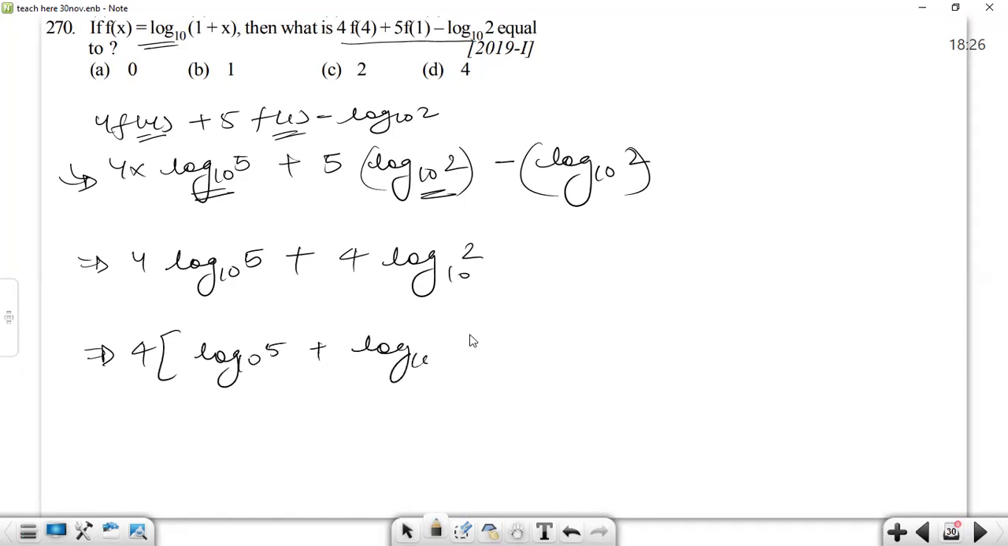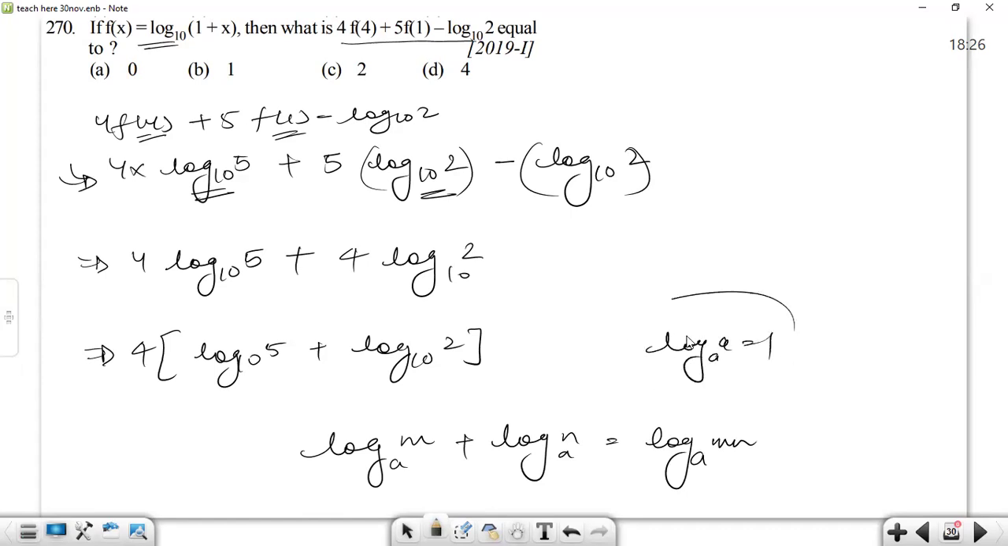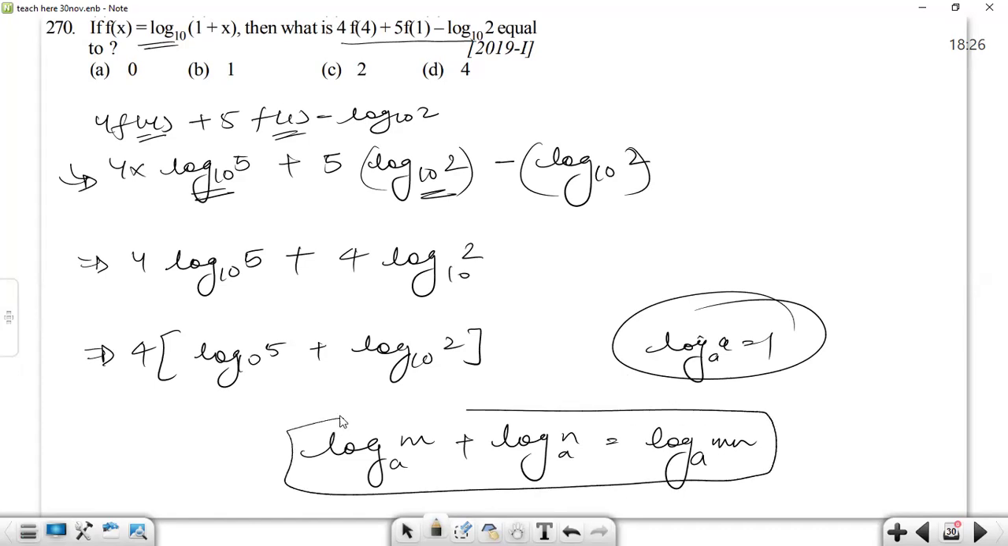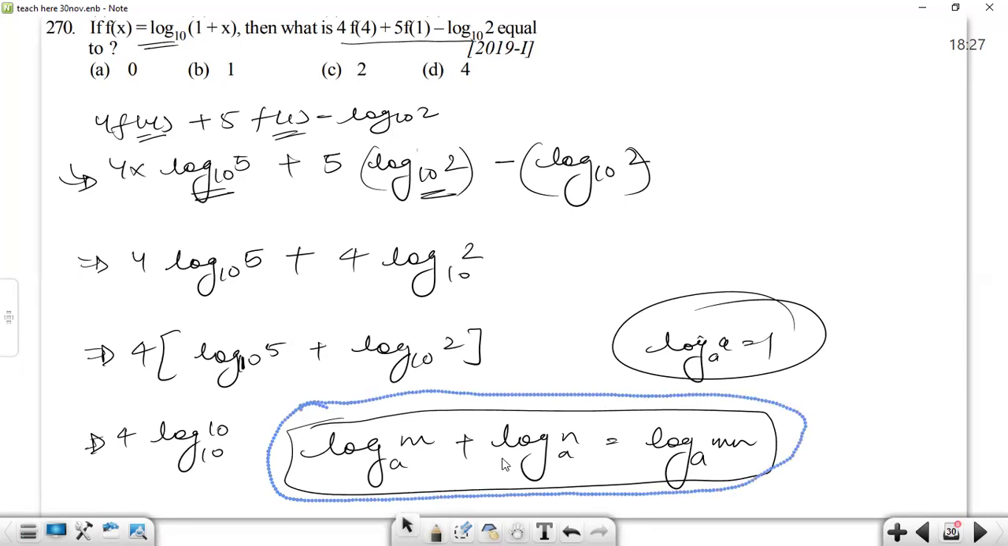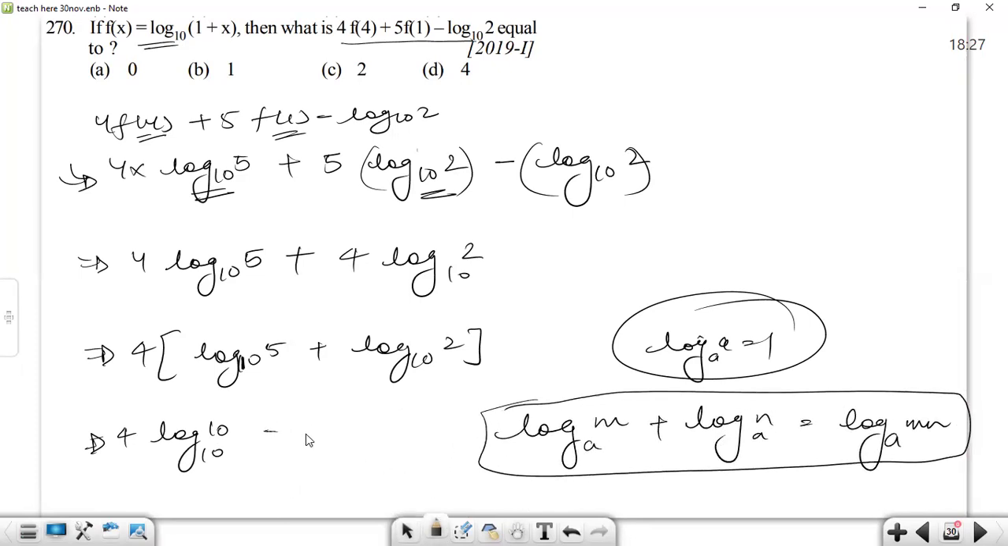Now you have to tell me how this will be solved. Let me write a property. Another property. Yes, anyone? 4 into log 10 to the base 10. Yes, correct. Now what? The log 10 to the base 10 is equal to 1. So the answer will be 4. Very good, very good. Nice. So this is 4. Any doubts, anyone? No, sir.